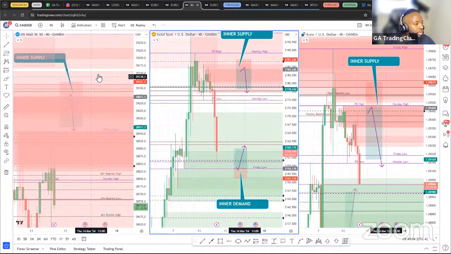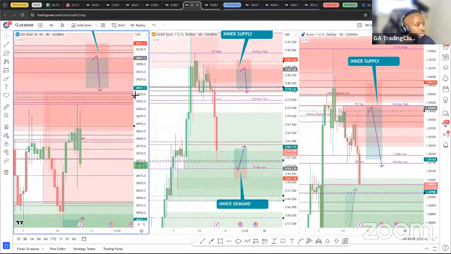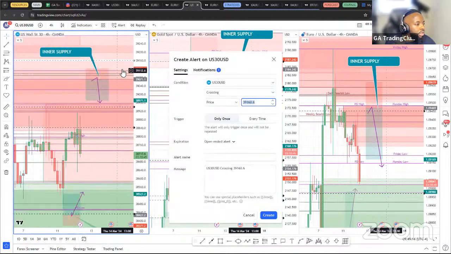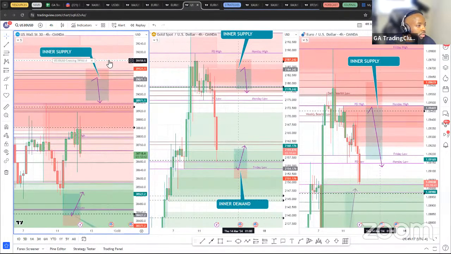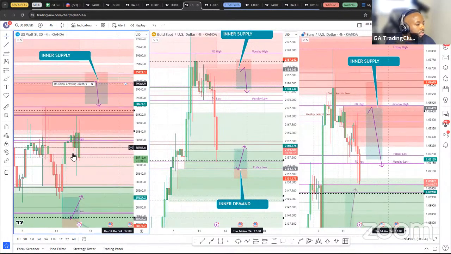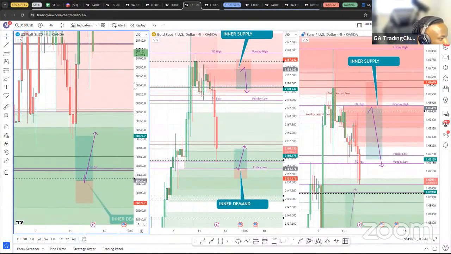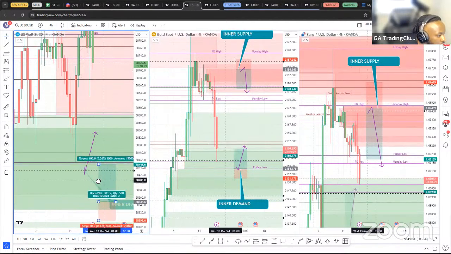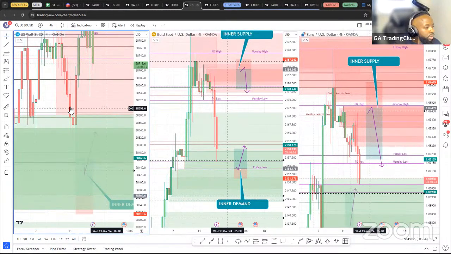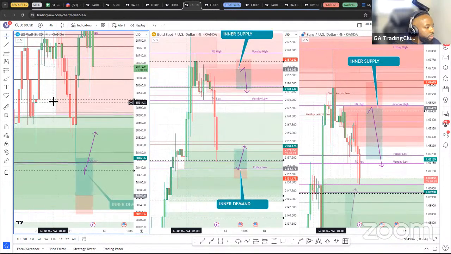On the 4 hour time frame, that's the zone on US 30. Let me put an alert here. Let me just drag this. For the 4 hour buy would still be here. No, 4 hour buy would be here. And let me look at gold.